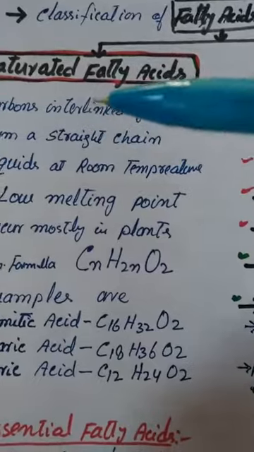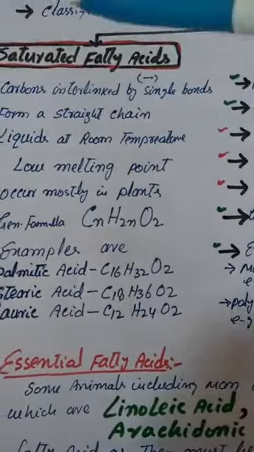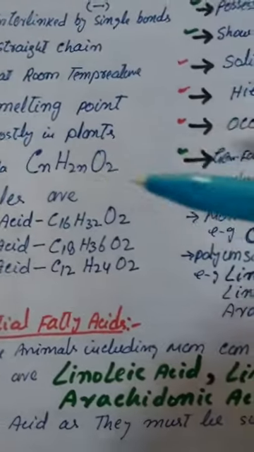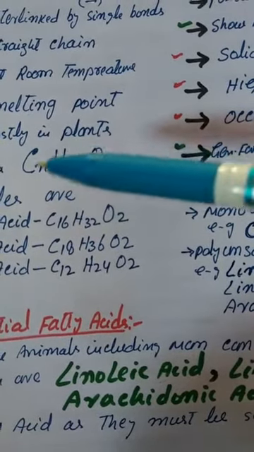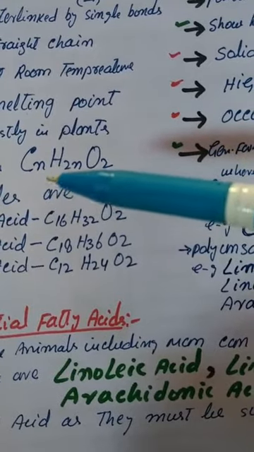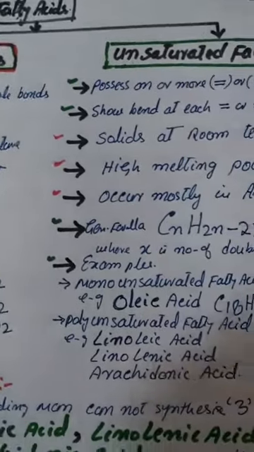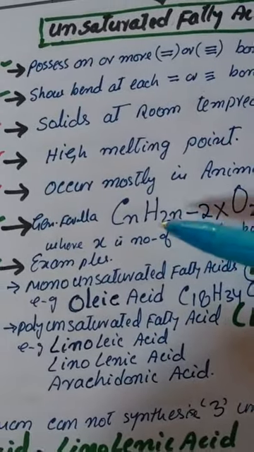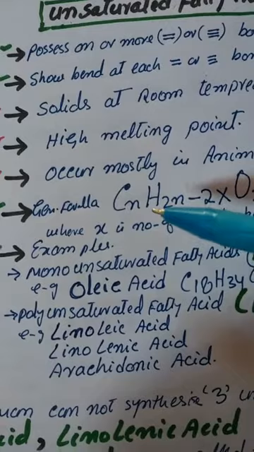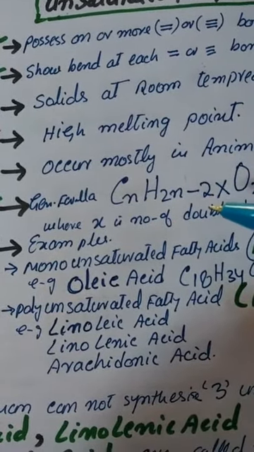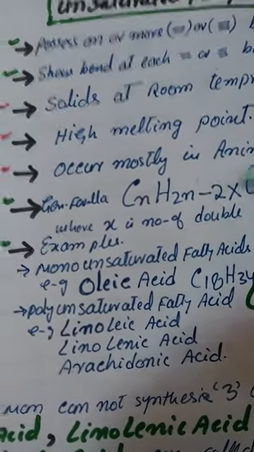Now, another difference lies in the general formula of saturated and unsaturated fatty acids. The general formula of saturated fatty acid is represented as CnH2nO2, where n is the number of carbon atoms. And the general formula of these unsaturated fatty acids is represented as CnH2n-2xO2, where n is the number of carbon atoms and x is the number of double or triple bonds in the side chain.